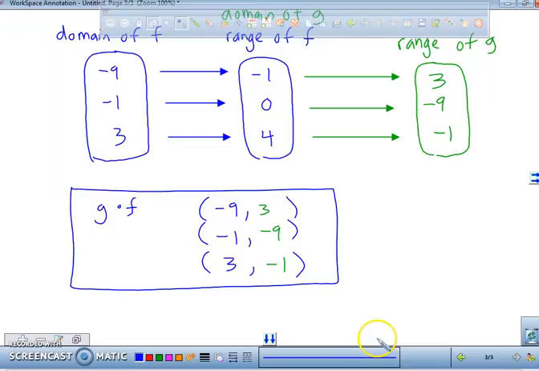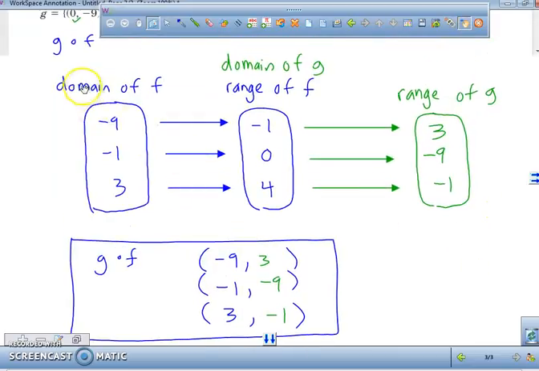Very important that you map this out. By mapping it out, it'll help your brain recognize how you are going from the domain of F, eventually leading you to the range of G. Okay? And that's it.